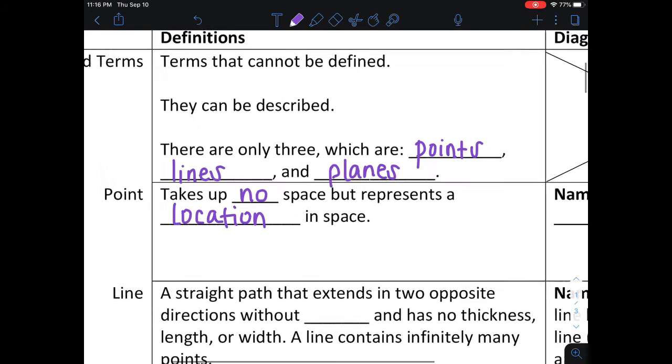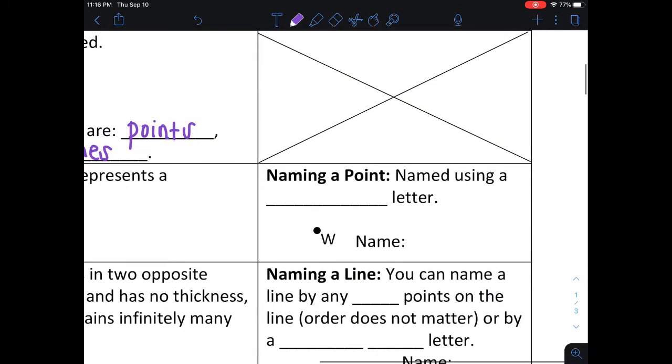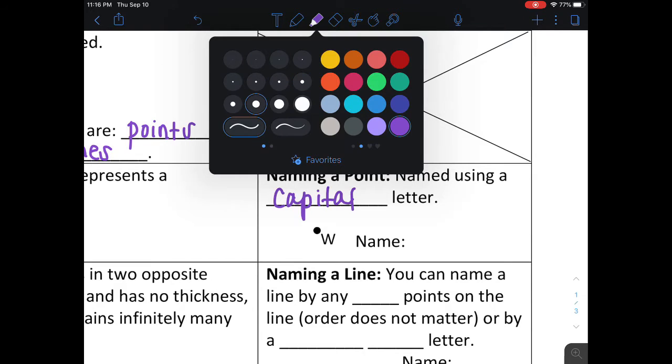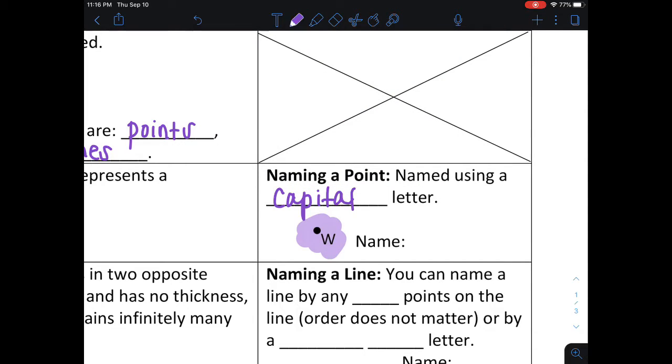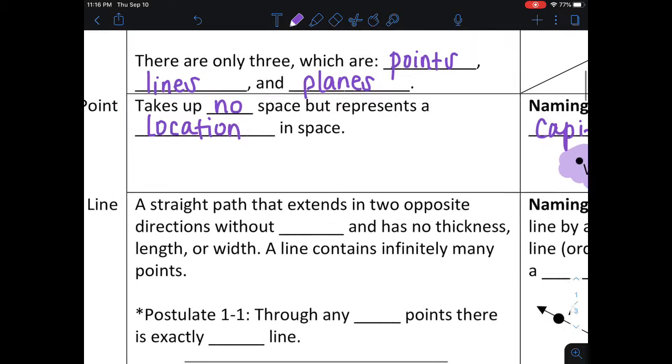I know that you've been used to seeing a point as a dot. It's not literally a dot, though. A dot is used to represent it. And it's also named using a capital letter. For example, this one right here is just W, or point W. Or you can just, like I said, call it W. All right, next is a line.